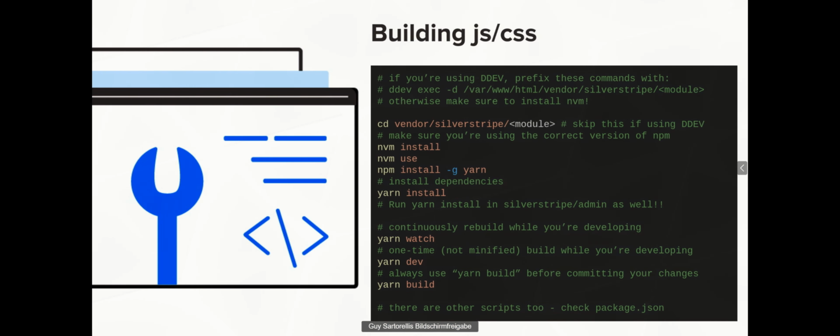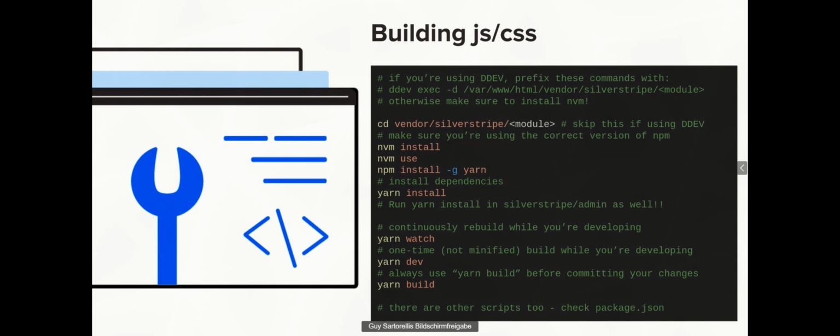One thing that commonly trips people up is trying to build out the JavaScript and CSS files. We use NVM, which is Node Version Manager, to make sure that contributors use the same version of NPM and the same version of Yarn. So if you're using NPM and Yarn natively, you're basically on your own to make sure you have the right version. I strongly recommend using Node Version Manager. DDev has that installed for you already, so if you're using DDev, you don't even have to worry about it.